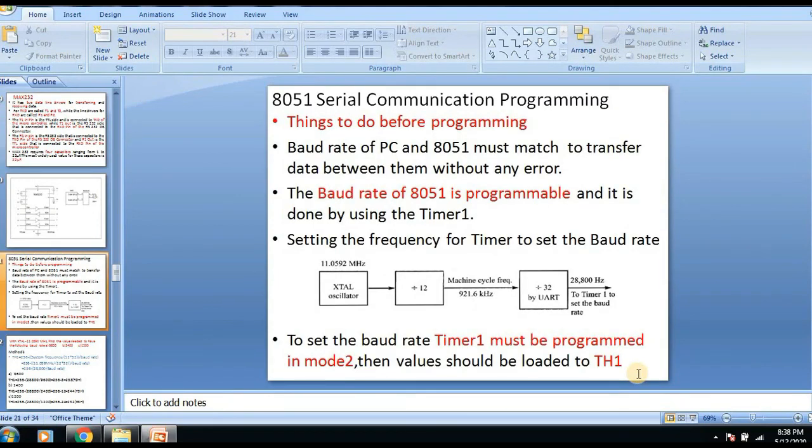Okay, so till here we have discussed the basics of serial communication, and now we'll see how the programming is done for the 8051 to transmit the data serially. These programming things we will discuss in the next video. Thank you.